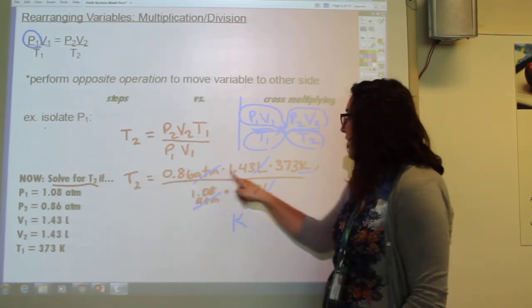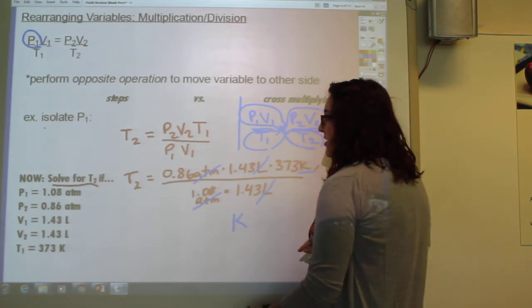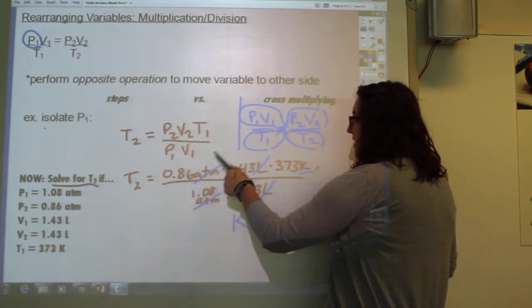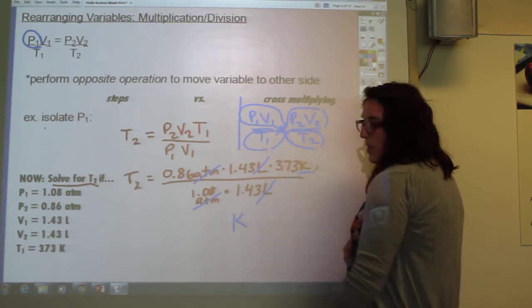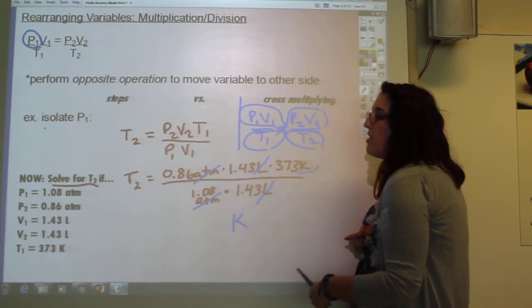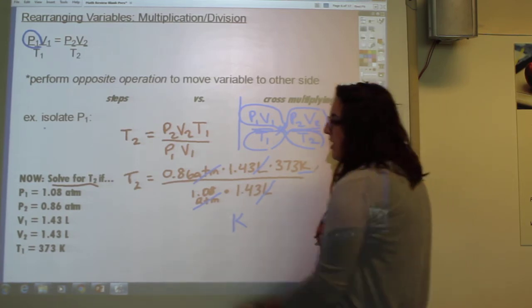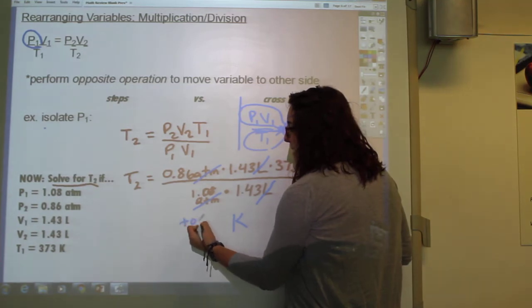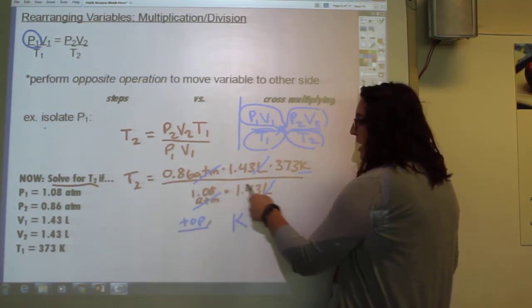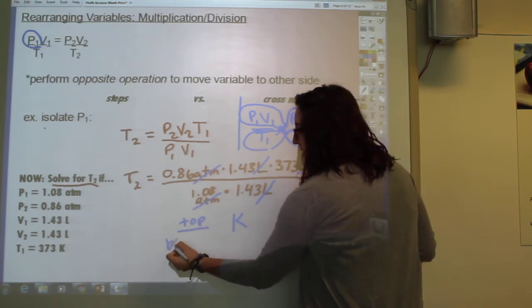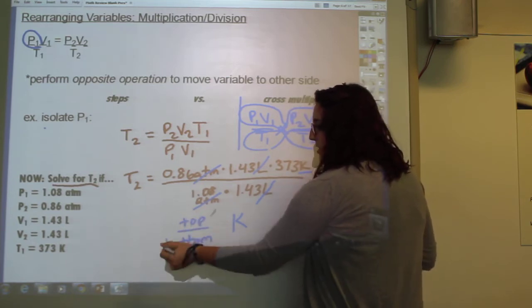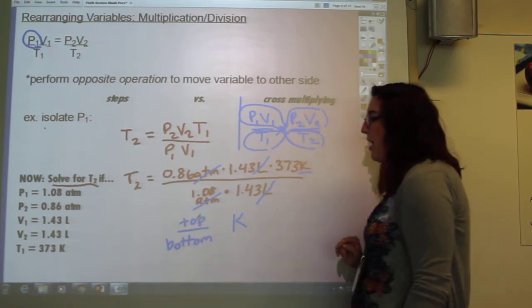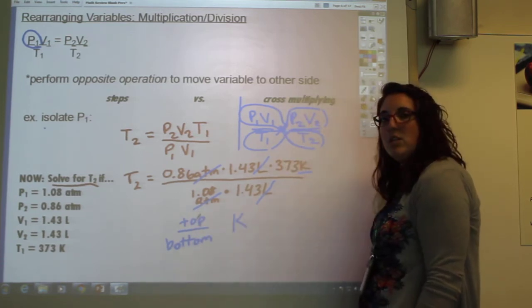let's see how we could actually get our answer. You would have to first multiply the top, 0.86 times 1.43 times 373. You'd put that in your calculator. I don't feel like pulling out a calculator today, so I'm not going to actually figure out what it is, but top divided by your bottom multiplied out. Okay, once you get the top and the bottom figured out, you can divide the top by the bottom, and that will give you your answer of how many degrees Kelvin.